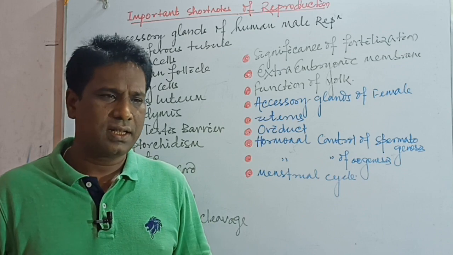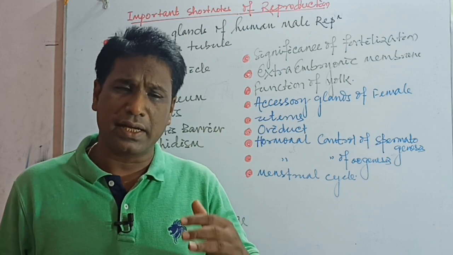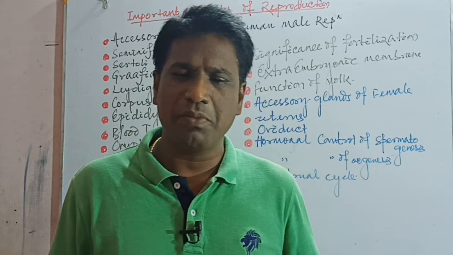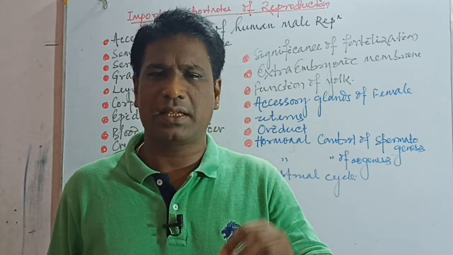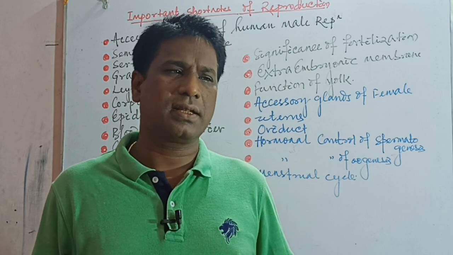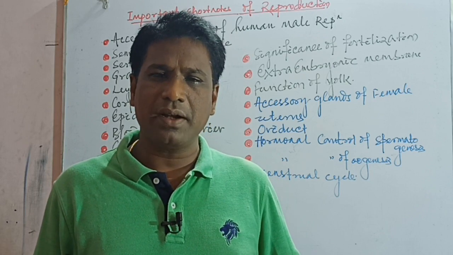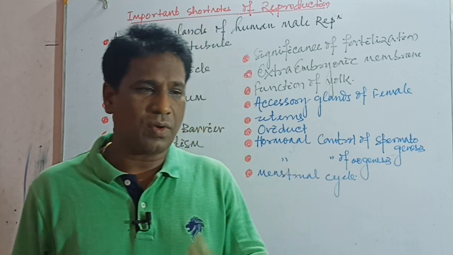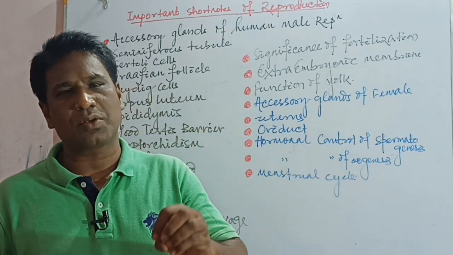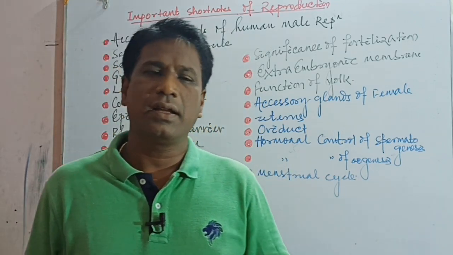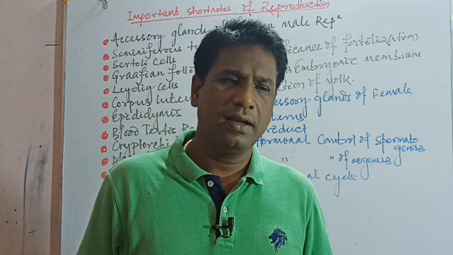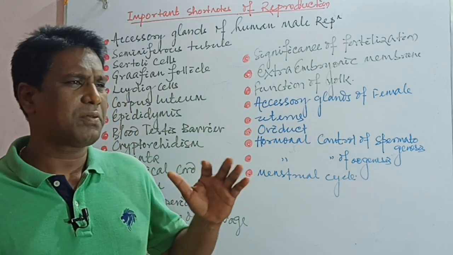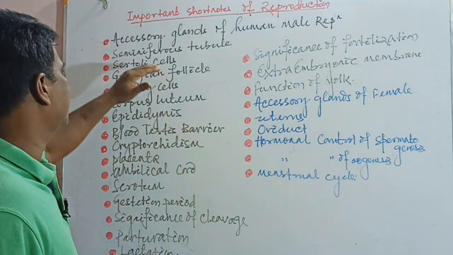The second one is a milky white secretion secreted by a single gland, that is the prostate gland, which also maintains the pH of the semen and protects it from the acidic medium of the vaginal fluid. And the third one is Cowper's gland. It is also a paired gland. It is a small pea-sized gland, lubricating in action. So this is all about the male accessory glands.